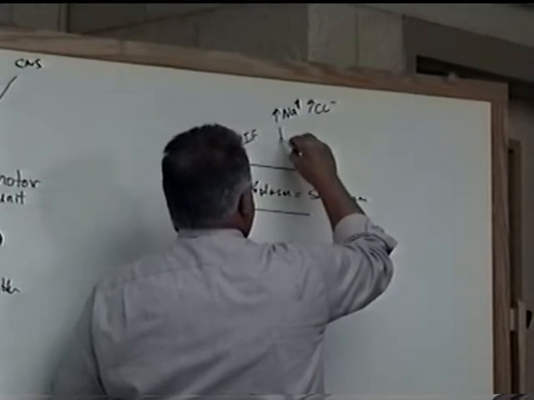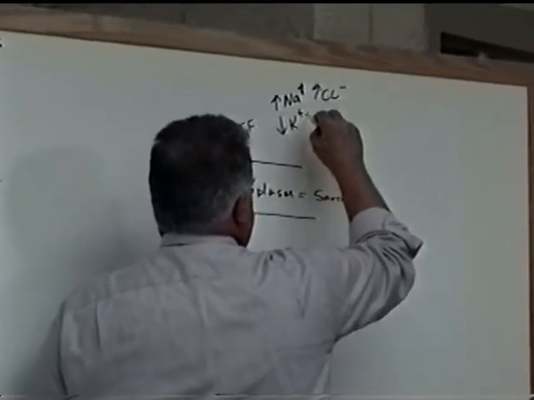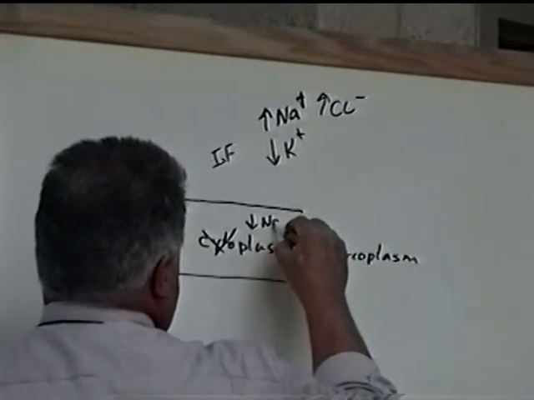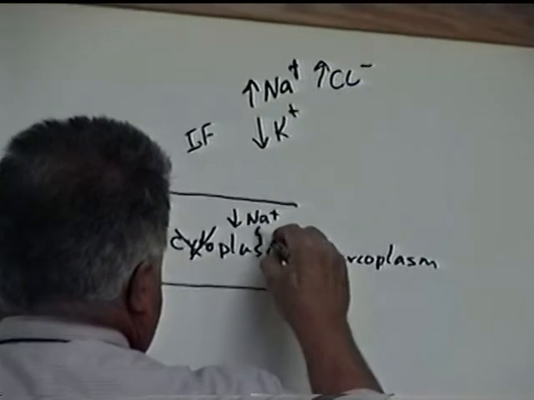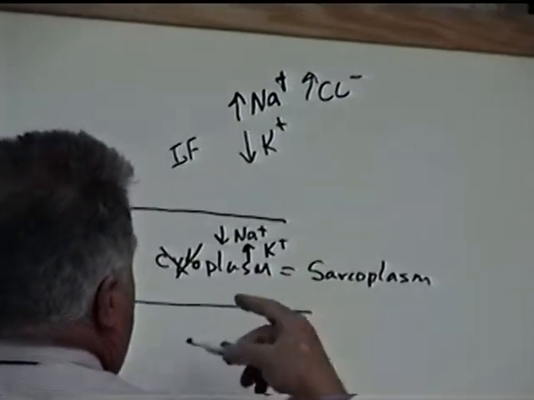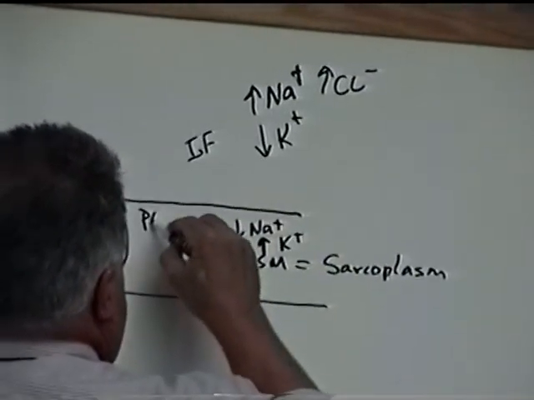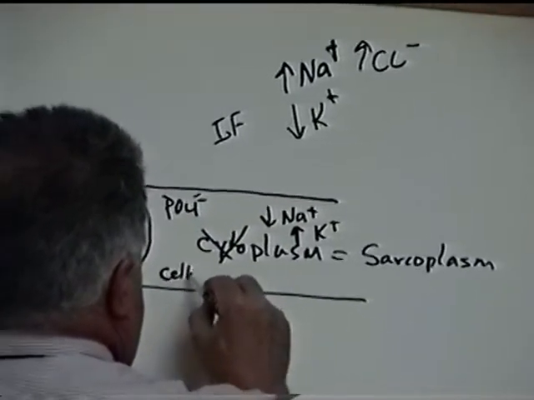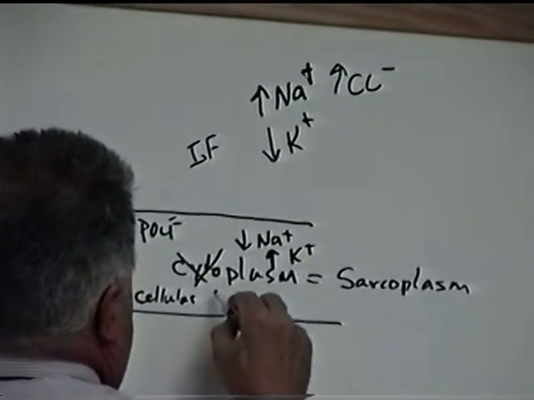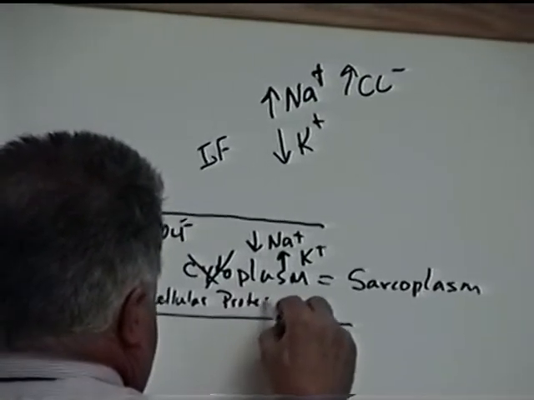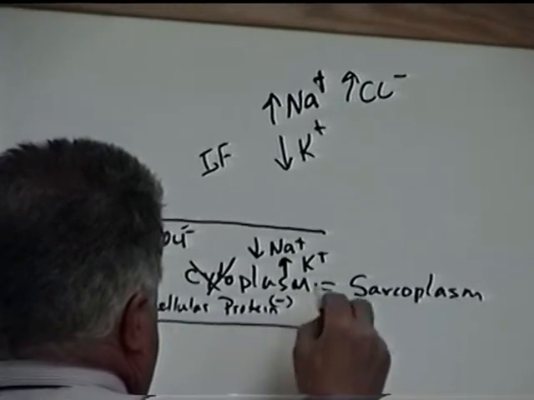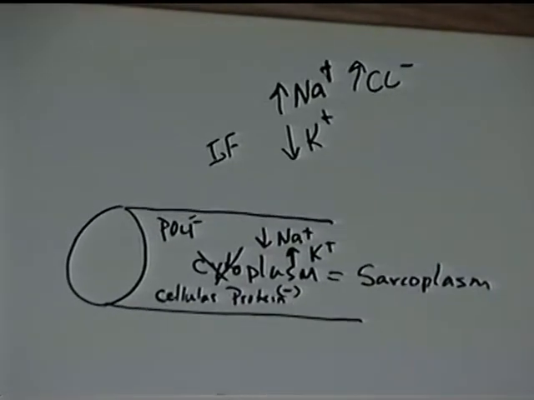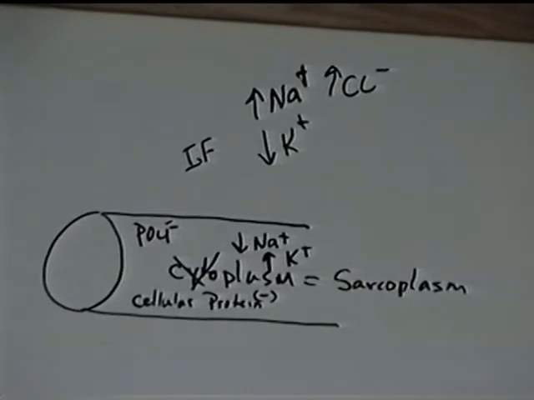And we have a lot less potassium outside of our cells. Inside of our cells, we have less sodium and more potassium. We have phosphate as a negative ion, plus we have cellular proteins that also tend to have a negative charge. So what we keep is a concentration of positive and negative ions separated across the membrane itself.